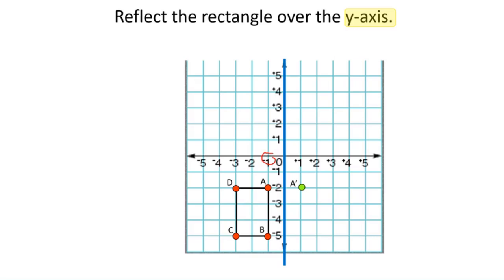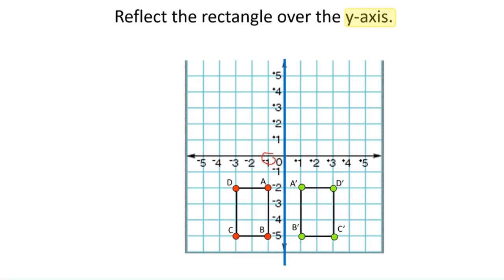Point B was also at -1. Keep it on the same horizontal line, but flip it to +1. Point C was at -3, so keep it on the same horizontal line. It's going to go to +3. And point D, which was at -3, is going to stay on the same horizontal line and go to +3.